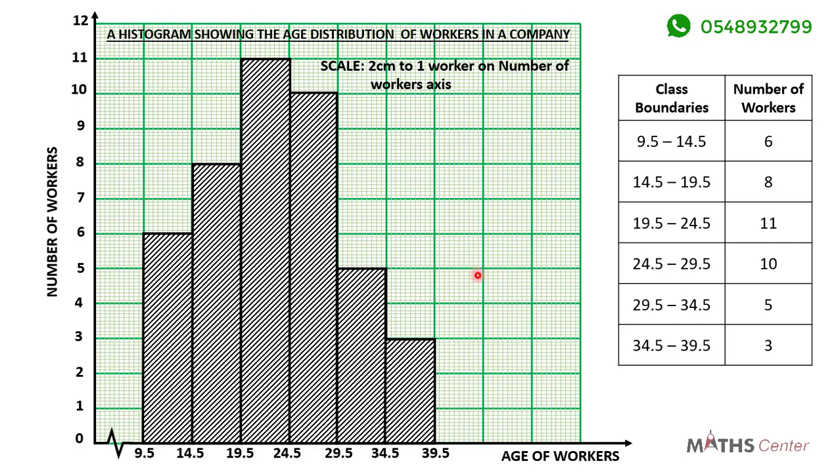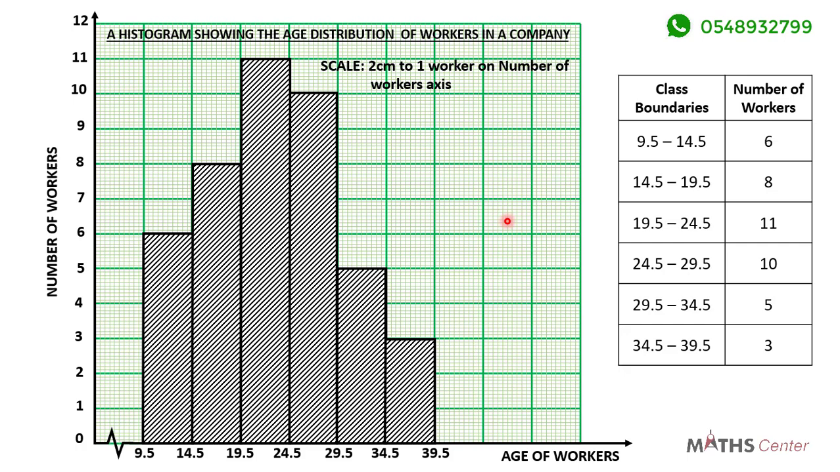Comparing the histogram we have here to the one we drew in the previous video, you can clearly see that the main difference is in how we number the horizontal axis. So when you are using the class boundaries and the class midpoint, the main difference is in the numbering of the horizontal axis. Apart from that, every other thing is the same.